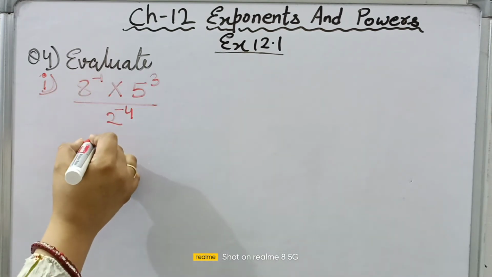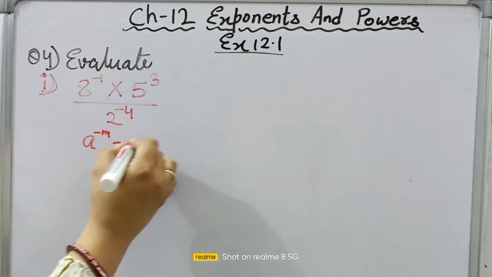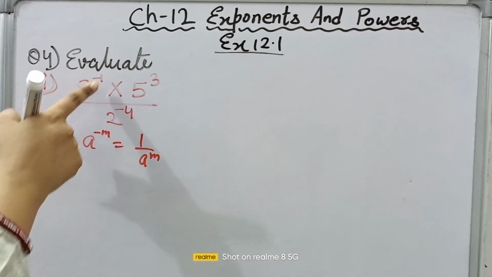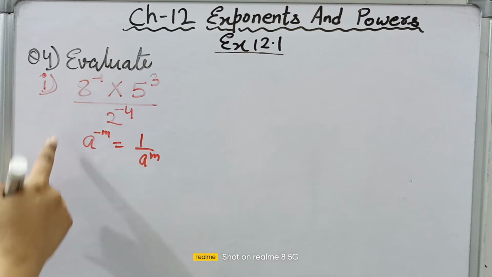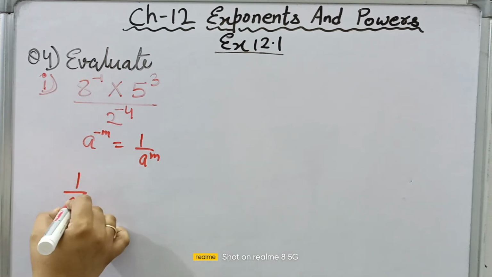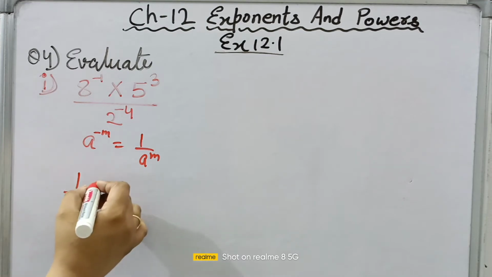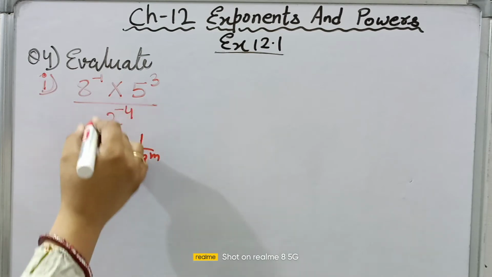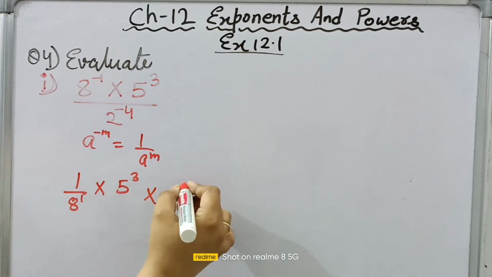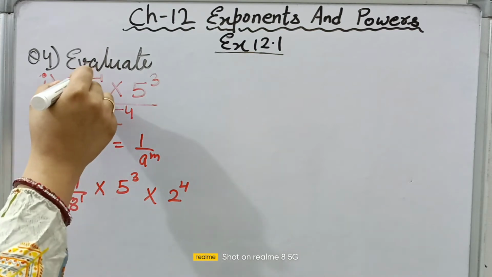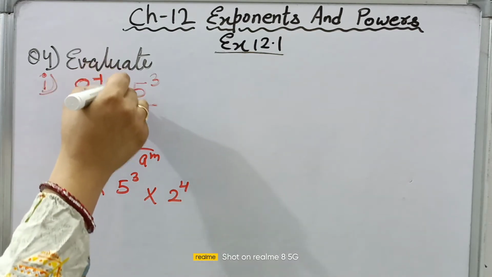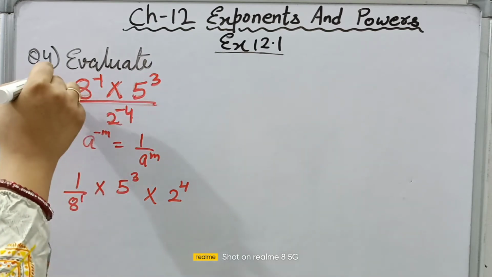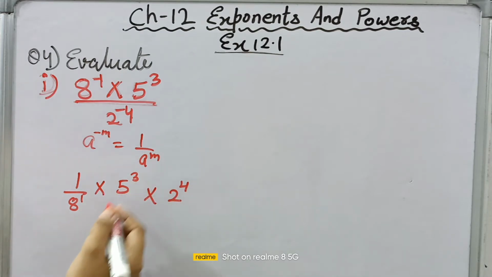We can apply one law, that is a raised to the power minus m is equal to 1 upon a to the power m. By this law we can write 8 raised to the power minus 1, because it is negative, with a positive exponent as 1 upon 8 raised to the power 1, multiplied with 5 raised to the power 3. Now this 2 raised to the power minus 4 can be written as 2 raised to the power 4 in the numerator. Right? Now we can simply find out.